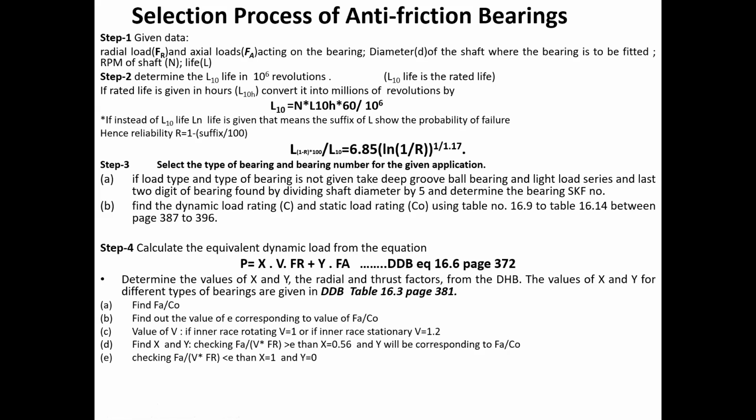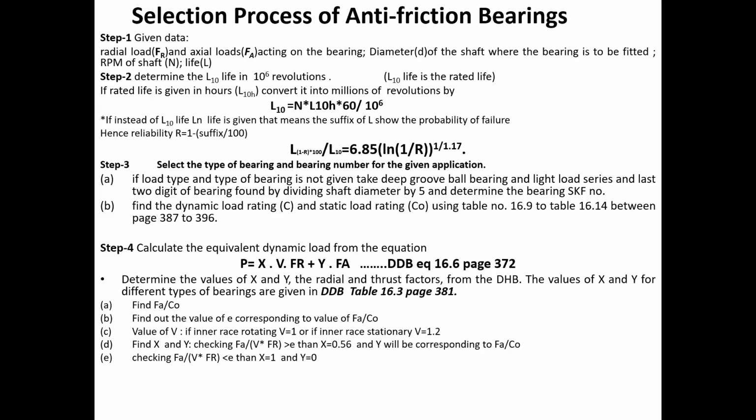Once we find the bearing which we are checking for suitability, we have to find the dynamic load rating and the static load rating for that particular bearing. And then we have to find the equivalent dynamic load which is acting over the bearing, because in many conditions the load is not only of one type, either radial or axial. The load may be of combined type, that means axial and radial load both are acting. So we have to calculate the dynamic equivalent load.